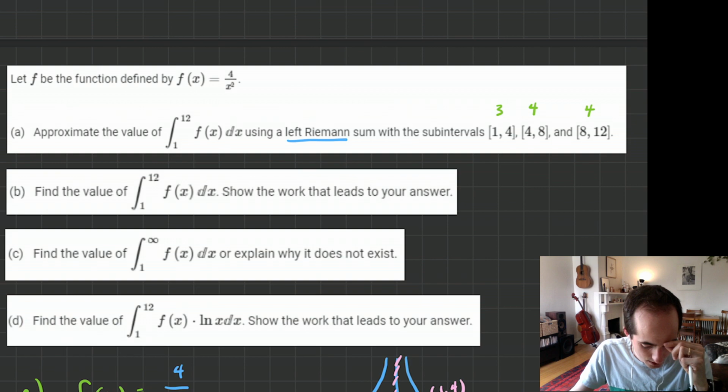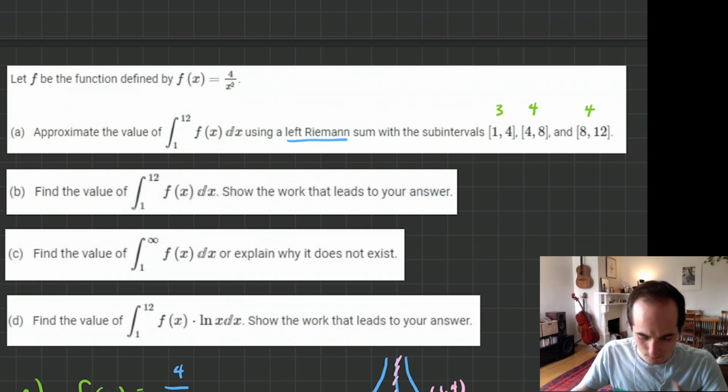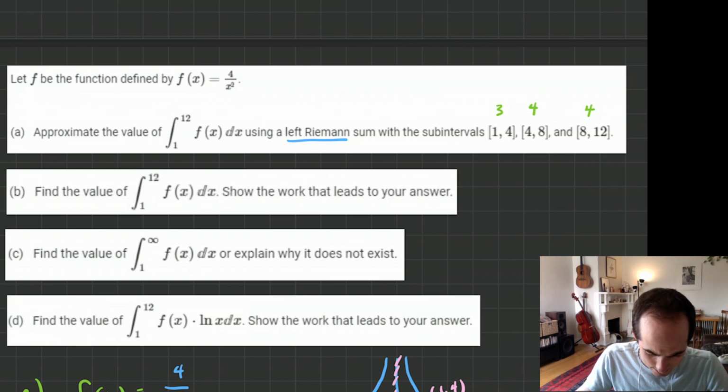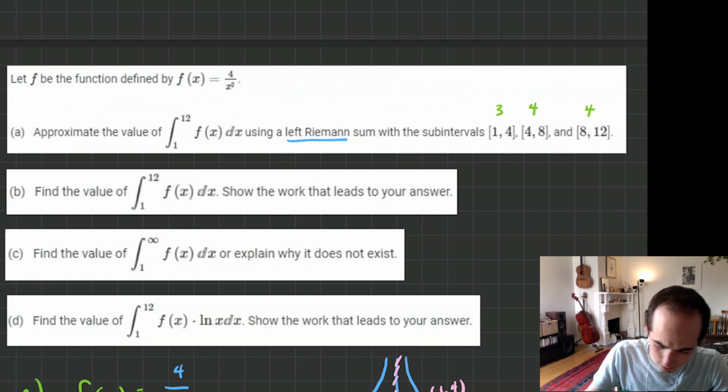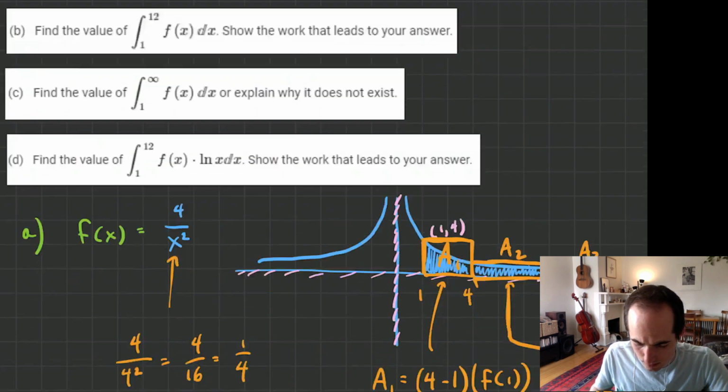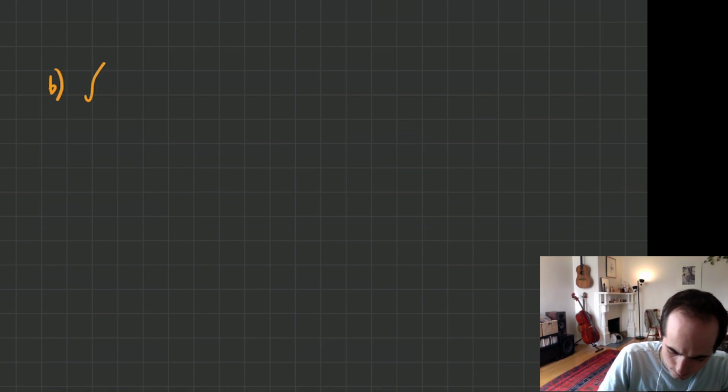So we just did the first one. I'd like to do the next two together, and then the last one, part D, I want you to do on your own. So let's calculate the actual integral. Part B is to say, forget about the Riemann sums. Let's calculate the actual integral. So we are going to go from 1 to 12 of 4 over x squared dx.